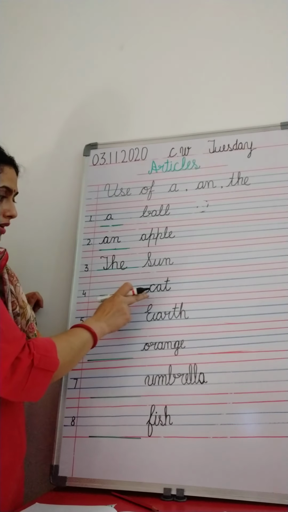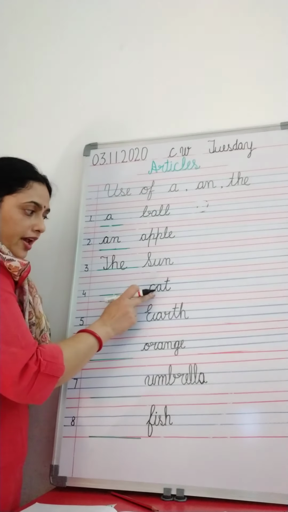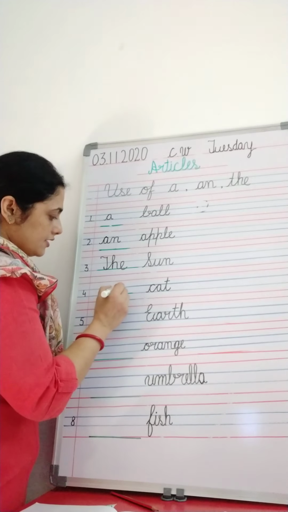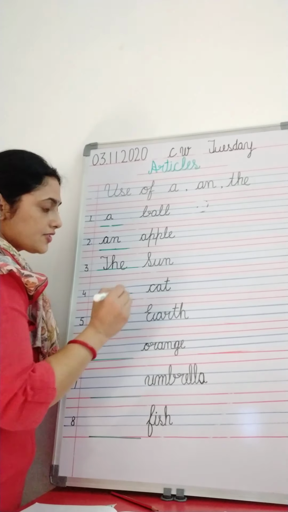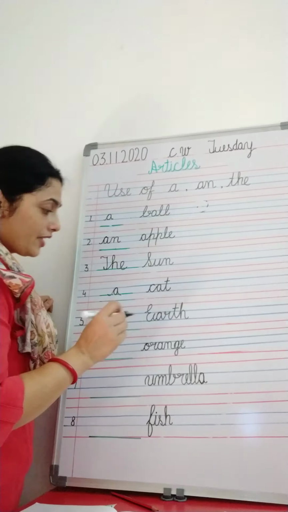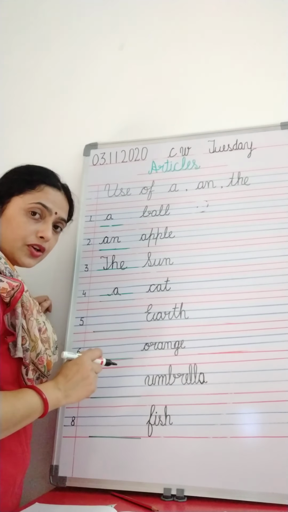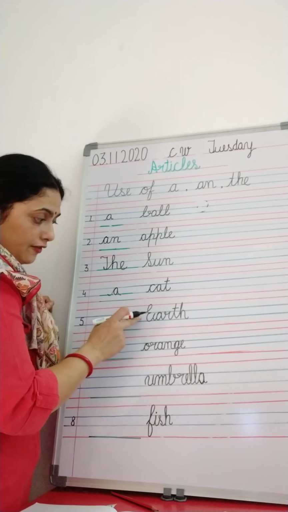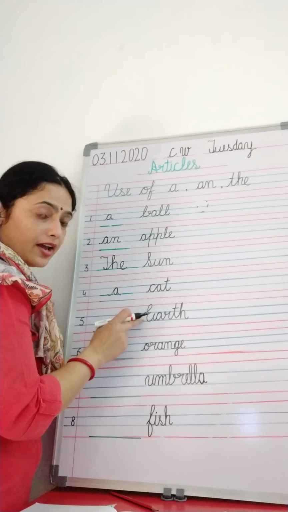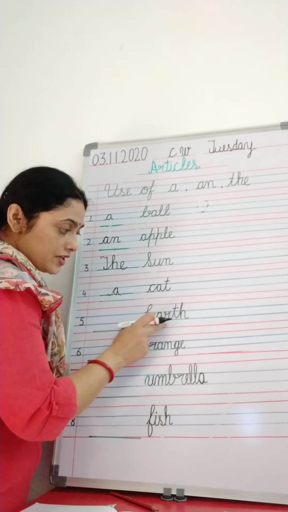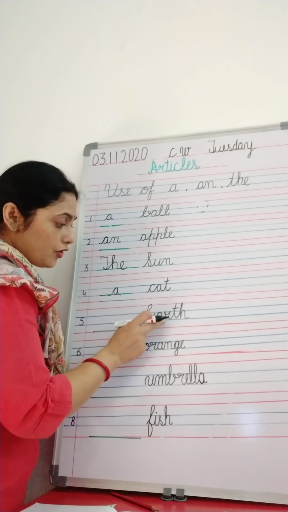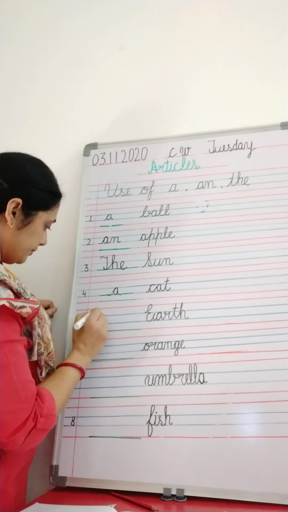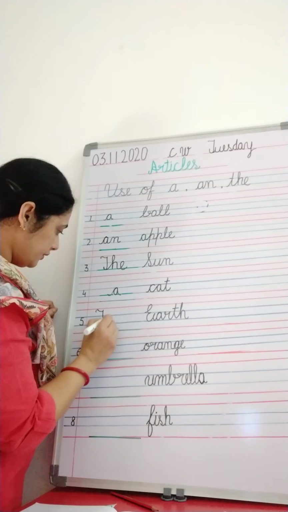What will we use here before cat? A or an? A cat. This is a cat. The cat is very fat. Okay? Earth. What will you use? A or an or the? We will not say an earth. Why? Because this is a universal truth. So before a universal truth, we will use the. So we will say the earth.